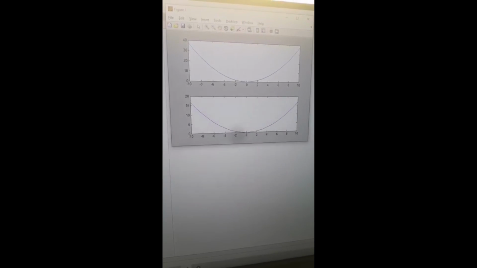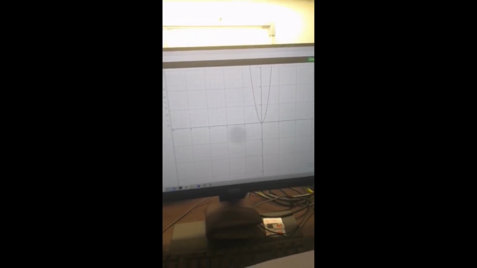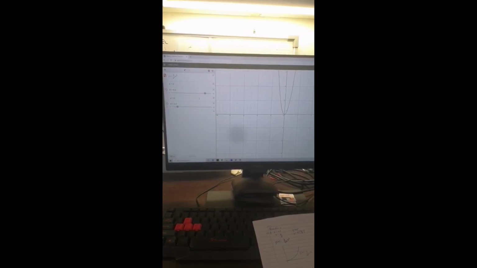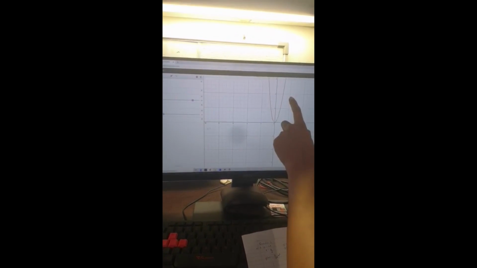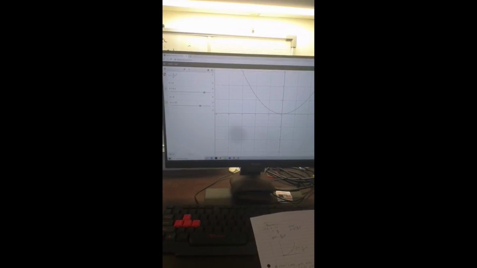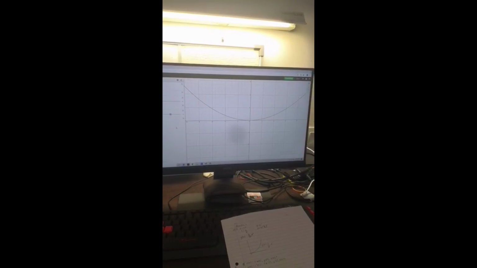For both conditions, we then see another simulation, an online simulation, which is Desmos. We find that when b is greater than a it is narrower, but if we invert it, when a is greater than b, it is wider. Thank you.